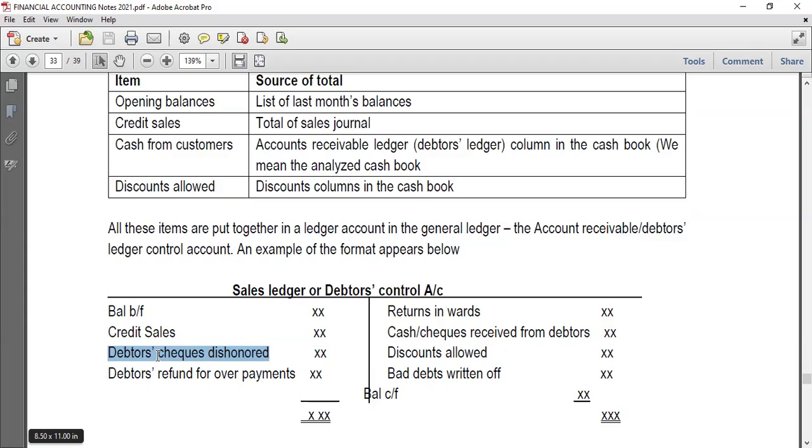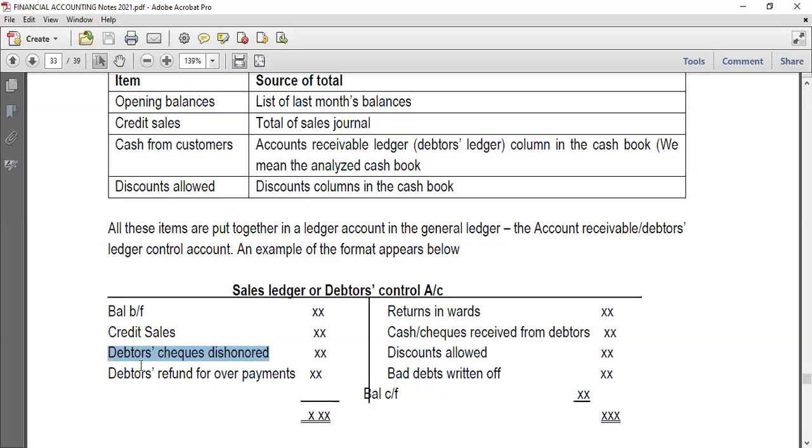That is why we go back and do what? We reinstate the debt, okay? So the reason why we debit right here is because we are reinstating this debt, because this debtor to whom this check relates is no longer written off as earlier on. It is actually a continuing debtor who has to pay us in the next month or in the near future, okay? So that is why the debtors' check dishonored is actually on the debit side.